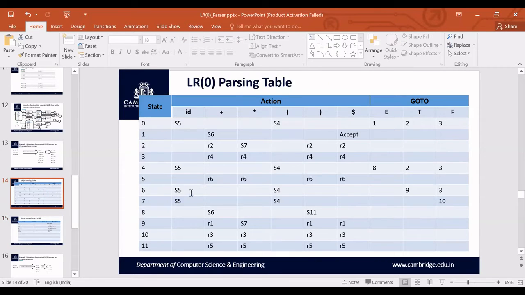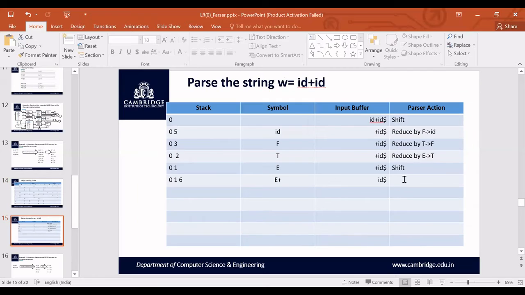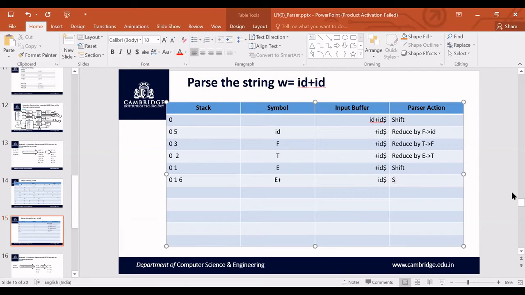6 on ID is shift 5. So it is a shift operation. What are you trying to shift? Your 0 is already there in the stack. 1 is already there in the stack and 6 is there on the stack top. Now you are shifting, that is S5. You are shifting 5 onto the stack top and one symbol you are shifting from the input buffer to the symbol column. So it is E plus ID.